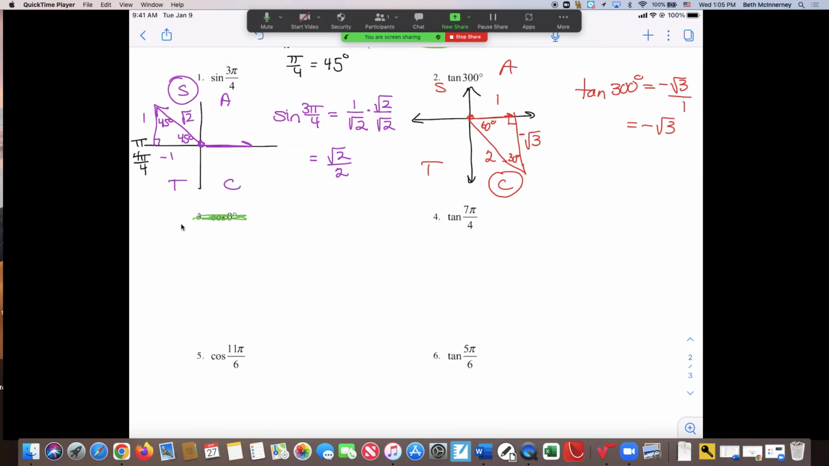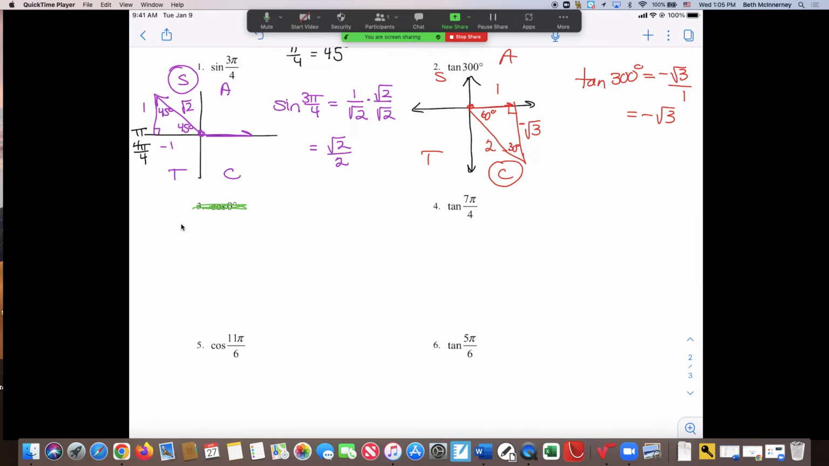All right, in number 4, here's what I want you to do. Okay, we're skipping number 3. How about this? Convert 7 pi over 4 into degrees. Sketch it. Figure out what that reference angle is. Make your triangle, and then do your SOHCAHTOA on it.